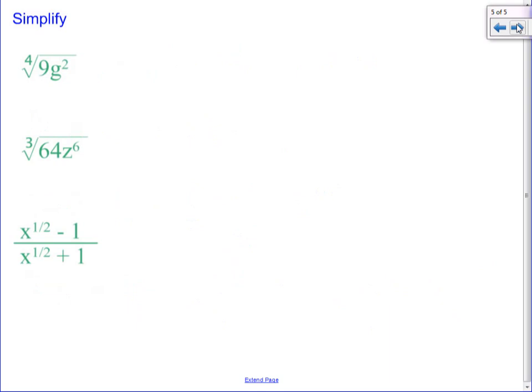Looking at these ones. All right, so right now we're looking for groups of size 4. Do we have any groups of size 4? No. Let's see what happens here if we switch it over to exponent form. So if we did that, we've got 9g squared raised to the what power? 1/4.